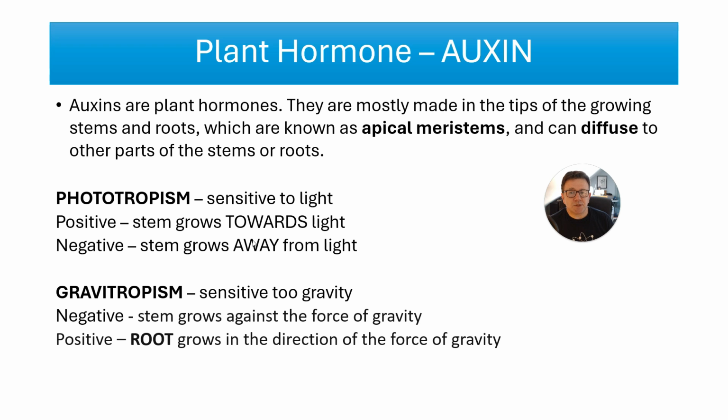So all of this is to do with stems with phototropism. So either stems grow towards the light, which is positive, or negative, stems grow away from the light. Gravitropism, if it's negative, it's about stems growing against the force of gravity, so that's going upwards, whereas roots grow in the direction of the force of gravity, downwards.